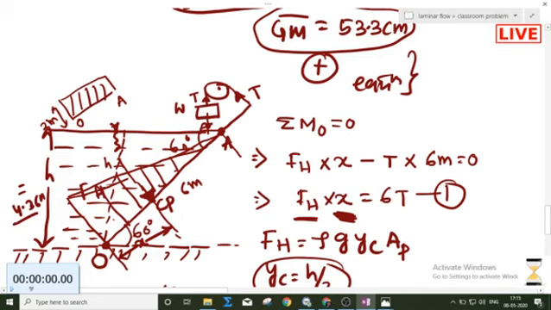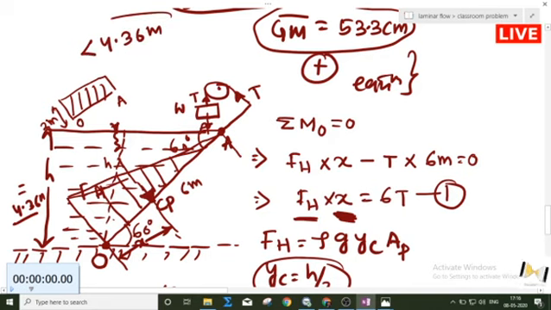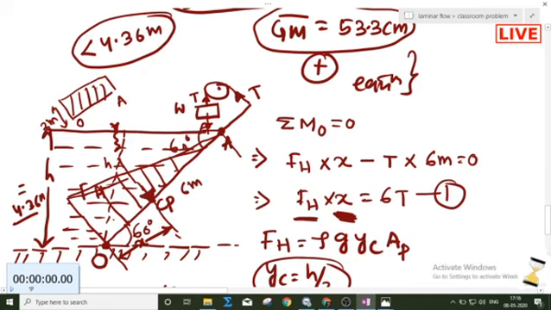If the head of the water just exceeds this 4.36 meter, what will happen? The gate will try to rotate about this point O. So in order to avoid that kind of failure, that kind of rotation, we have to keep the head always less than this 4.36 meter. In order to avoid the rotation about this hinge point O, the head of the water is to be kept less than 4.36 meter.